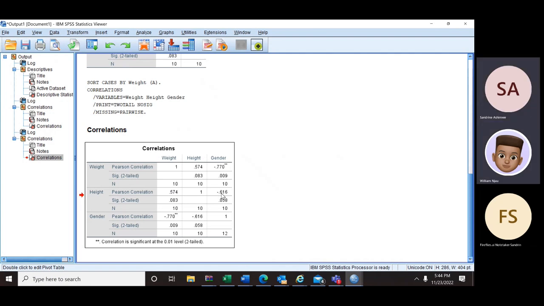It means that the correlation between height and weight is not as significant, but the one between gender and weight is. You should pay more attention to that.